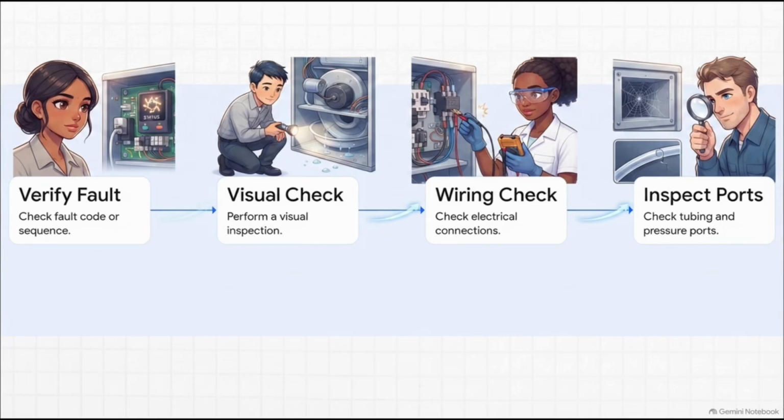And Step 4, carefully inspect the tubing and the pressure ports. You'd be amazed how often a tiny little spider web in a draft port, or maybe a cracked piece of vinyl tubing, just drops the vacuum and causes a nuisance trip. Seriously, take your time with these visual and physical checks. Rushing right here is exactly how callbacks are born.